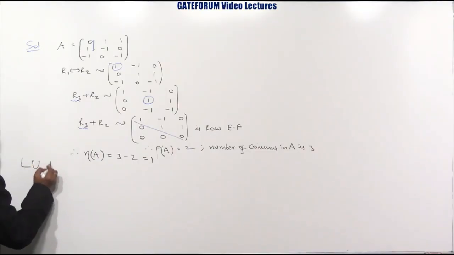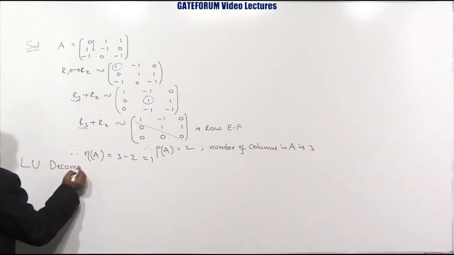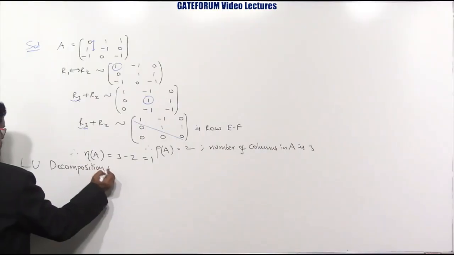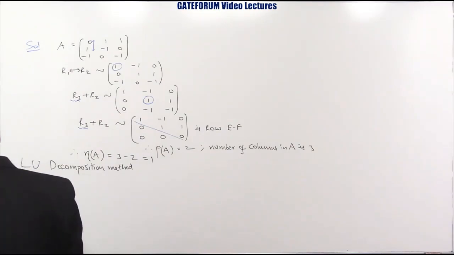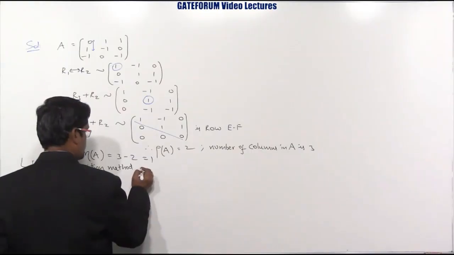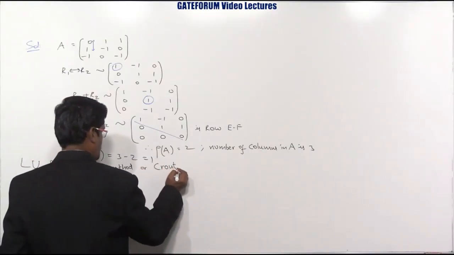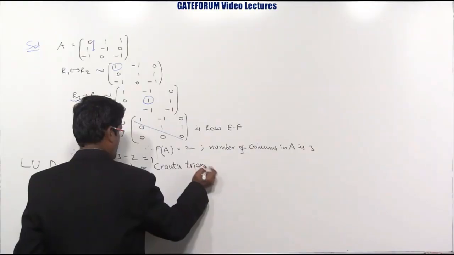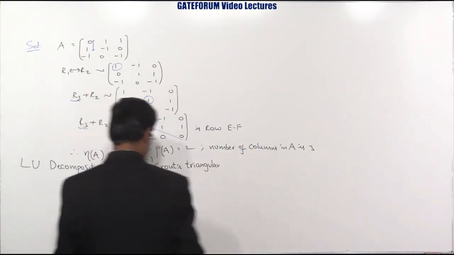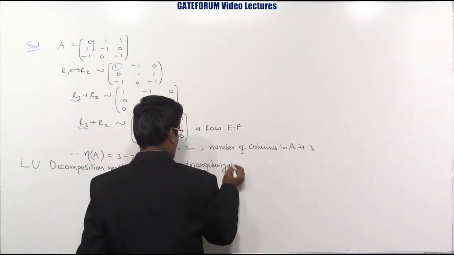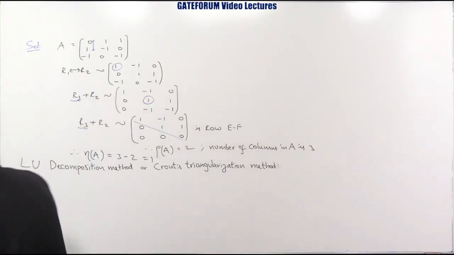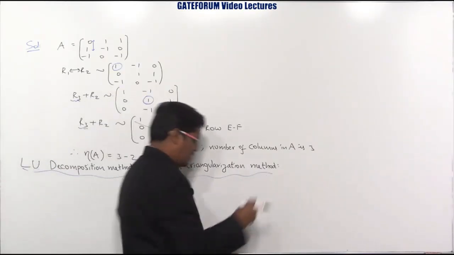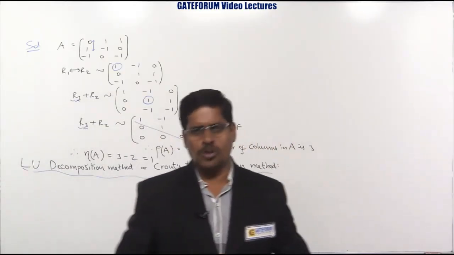LU decomposition method, which will take 5 to 10 minutes only, hardly, or Kraut's triangularization method. This is another method to solve a system of linear equations, non-homogeneous.